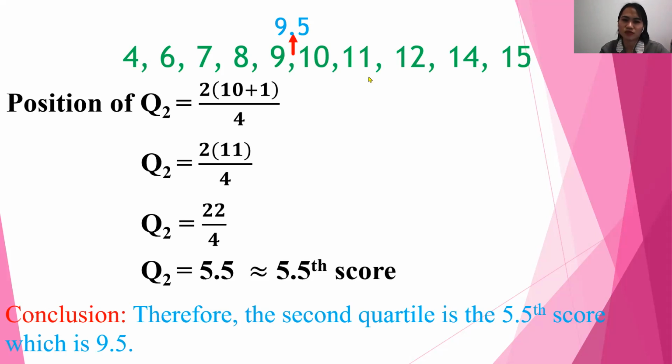So the two middle terms are 9 and 10. So we will get the average or mean of the two middle terms, which are 9 and 10. Okay, so 9 plus 10 is equal to 19 divided by 2, so 9.5. So our second quartile is 9.5, or the value in the distribution of our second quartile is 9.5. Is that understood? Very good.